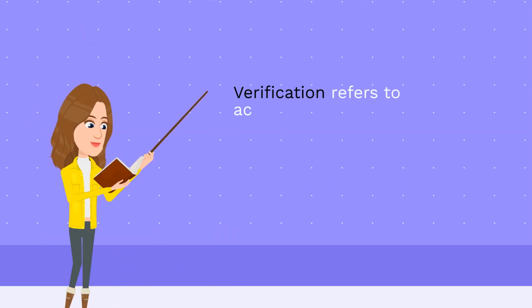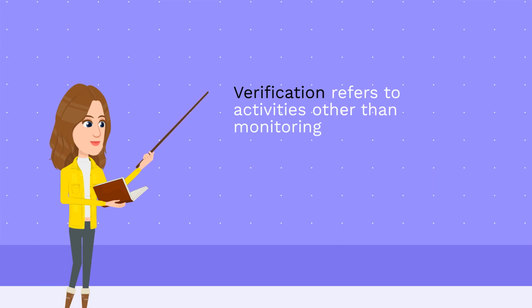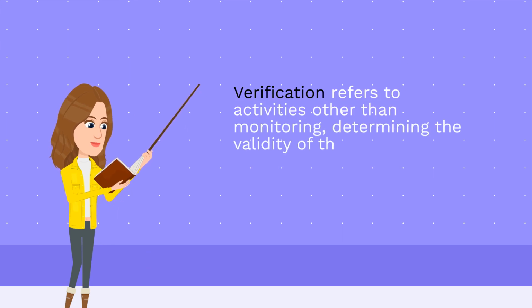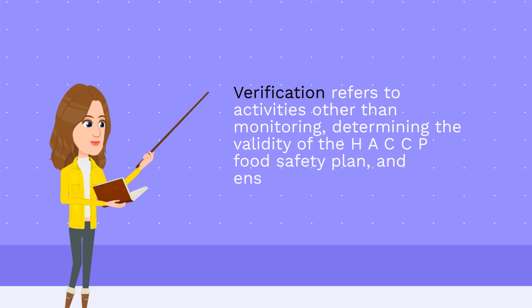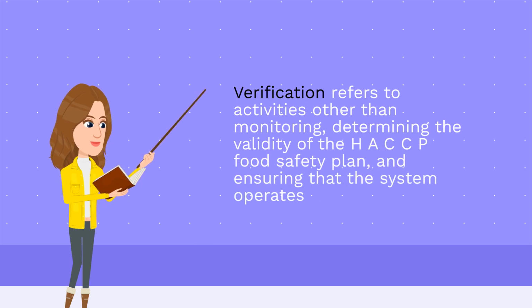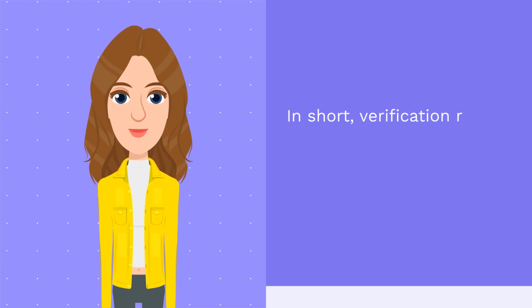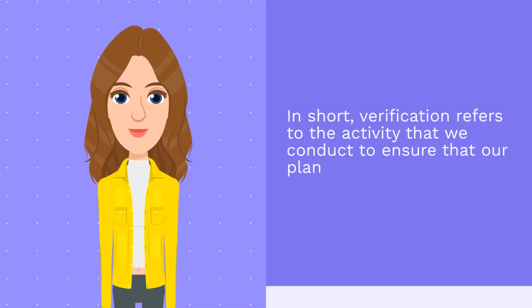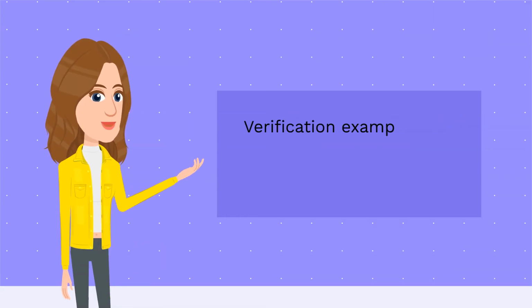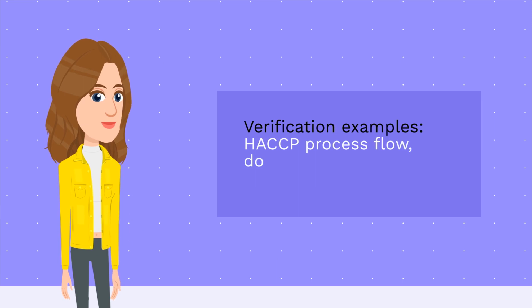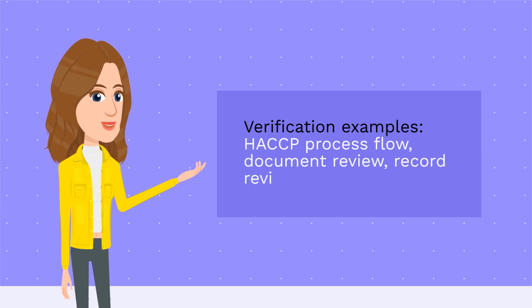Verification refers to activities other than monitoring, determining the validity of the HACCP food safety plan, and ensuring that the system operates according to the plan. In short, verification refers to the activity that we conduct to ensure that our plan operates as intended. Verification examples: CCP process flow, document review, record review, and internal audit.